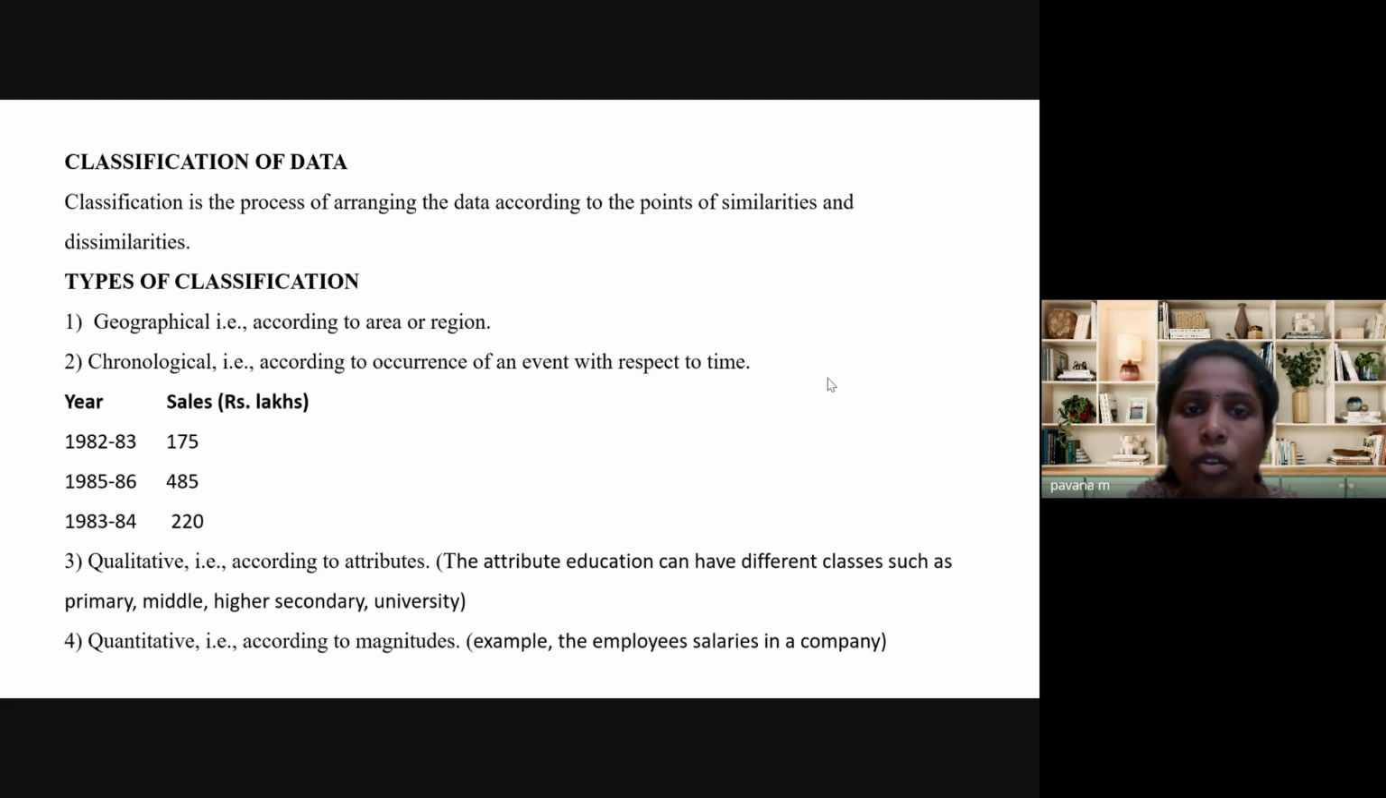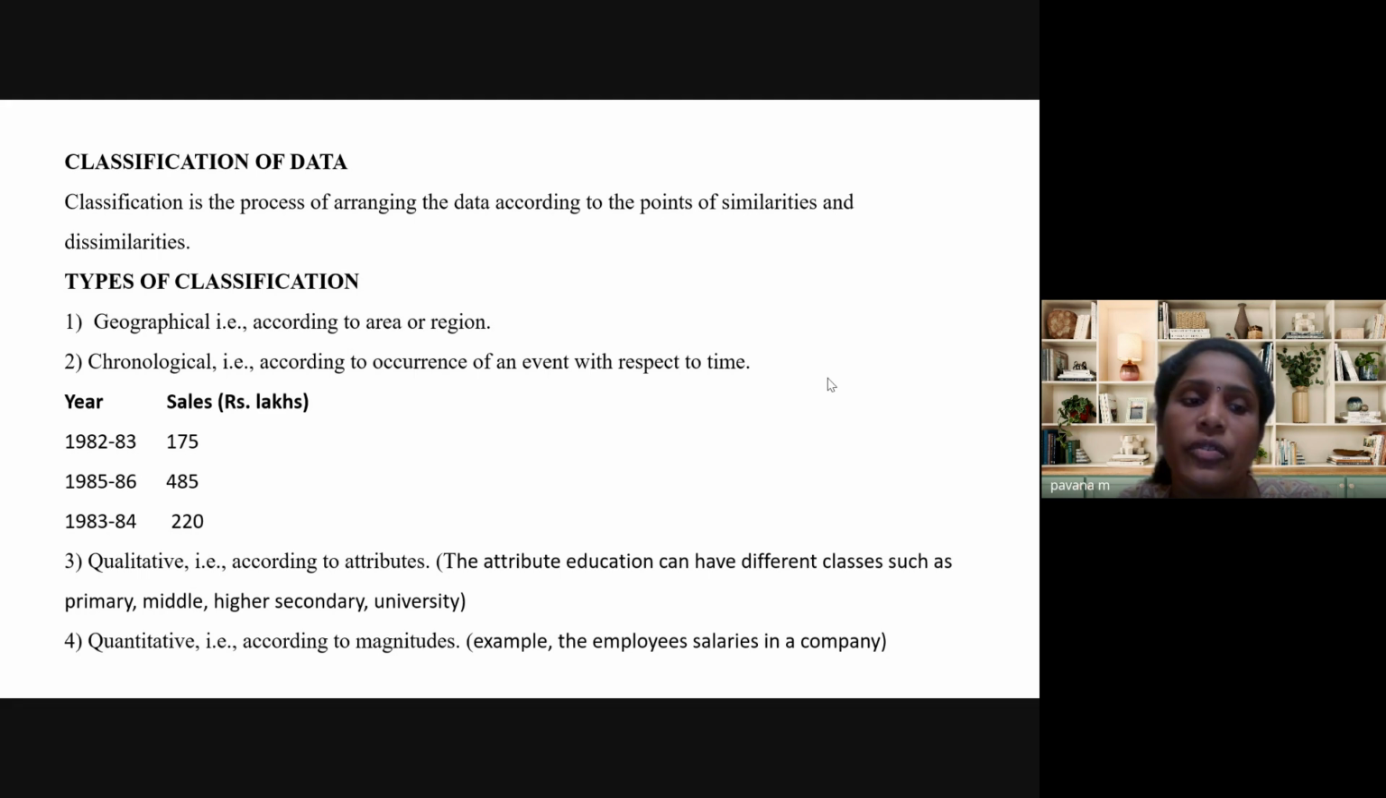Suppose, as I already told you, you are taking a particular region's population. You can consider male people and female people. In gender, male people share a similarity and female people share a similarity. So based on those similarities, you are arranging the collected data. That type of process is called classification of data.